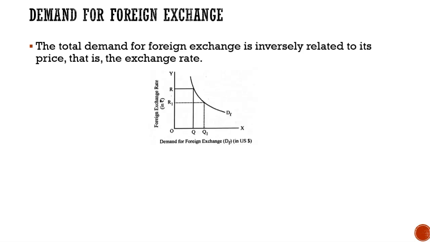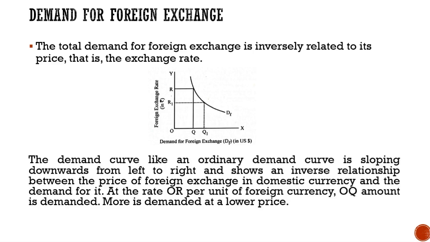Now the total demand for foreign exchange is inversely related to its price, that is the exchange rate. It means the higher the rate, the lower will be the demand, whereas the lower the rate, the higher will be the demand. This can be understood with the help of the following diagram, where on the x-axis OX we have demand for foreign exchange and on the y-axis we have the foreign exchange rate. The demand curve, like an ordinary demand curve, is sloping downward from left to right and shows an inverse relationship between the price of foreign exchange in domestic currency and the demand for it.